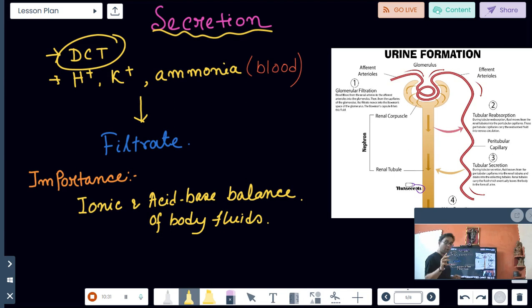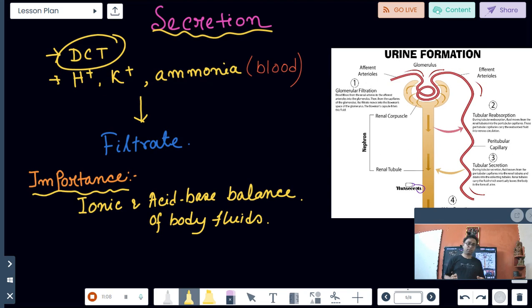Always bear in mind the difference between absorption and secretion. In the absorption process, the materials are transferred from filtrate to blood. On the other hand, in the secretion process, the materials are transported from blood to filtrate. And the secretion process has the most important aspect in our body, that is the ionic and acid-base balance in your body fluids takes place by the secretion process, right?